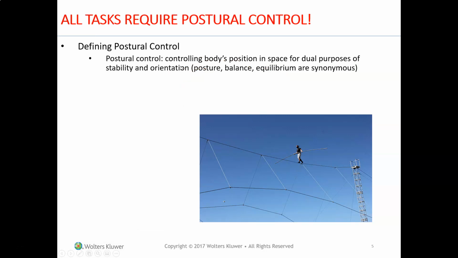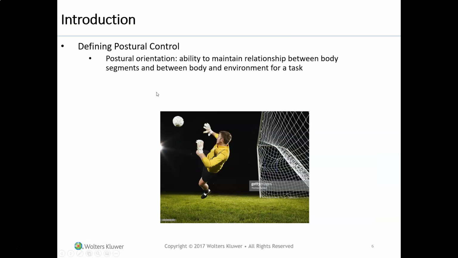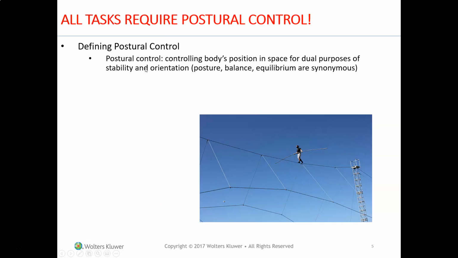Here's a good definition. Postural control is controlling the body's position in space for dual purposes of stability and orientation. Posture, balance, and equilibrium are all synonymous. So this takes a lot of postural control. All right. Postural orientation is the ability to maintain relationship between body segments and between body and environment for a task. So he's got really good postural orientation. Okay. So make sure you know the difference between postural orientation and postural control.